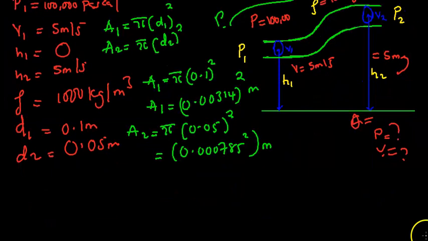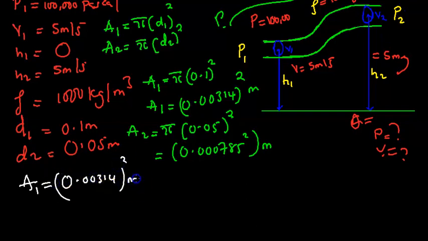So, let's put it this way. The area A1 is 0.00314 square meters. What about A2? A2 is going to be 0.000785 square meters.